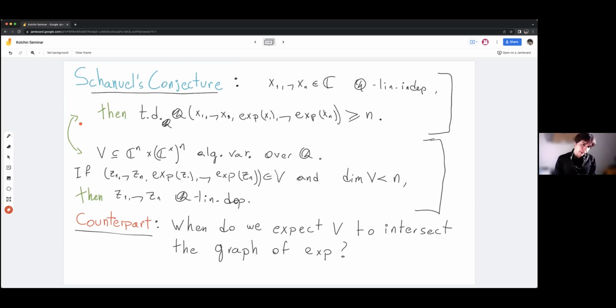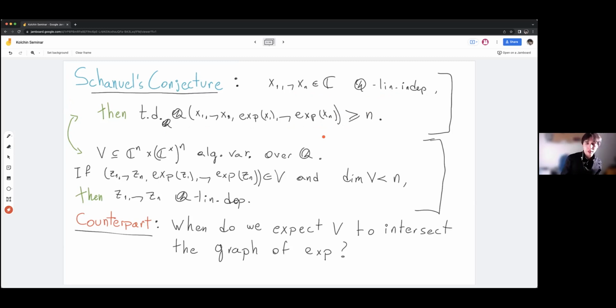And the conjecture starts, I think, with the motivation from the Lindemann-Weierstrass theorem. It says, if you take some complex numbers now, which are Q-linearly independent, then the transcendence degree of the field extension generated by those numbers and their exponentials should be at least n. And well, this conjecture is still open.